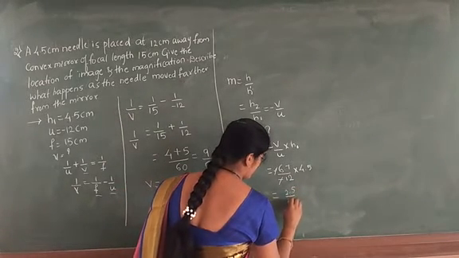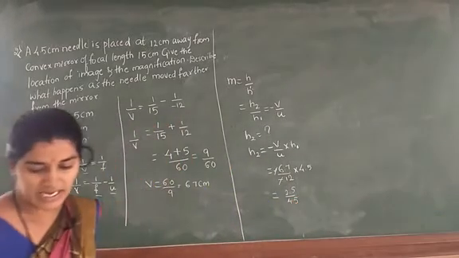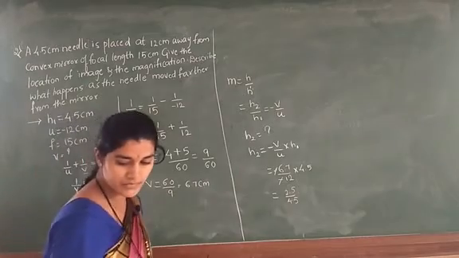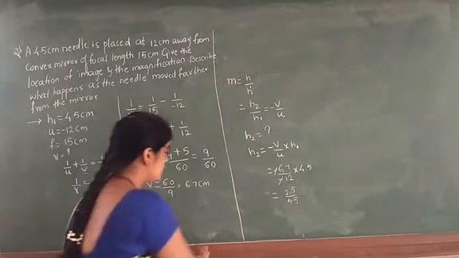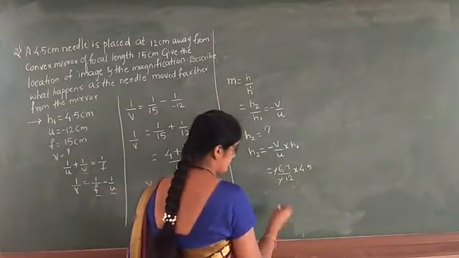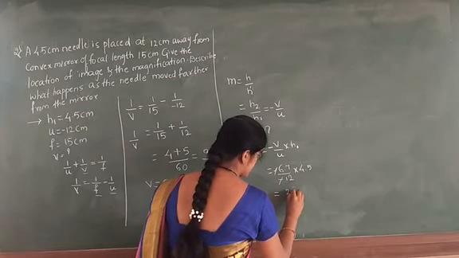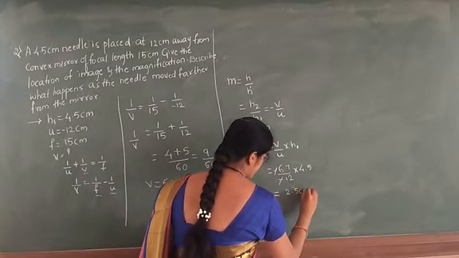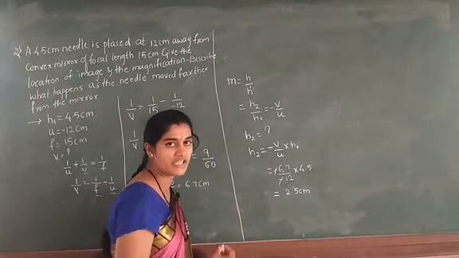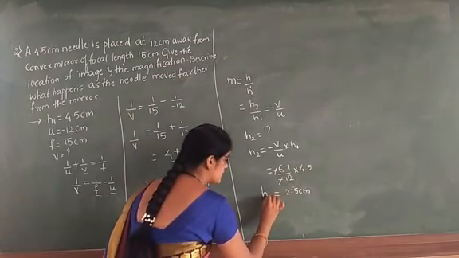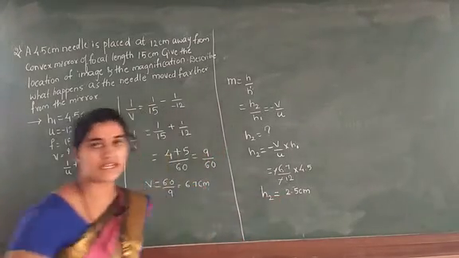Next, the calculation gives 2.5 by 4.5. Therefore, we are getting the total answer as 2.5 centimeter. The value of h2 we have got is 2.5 centimeter.